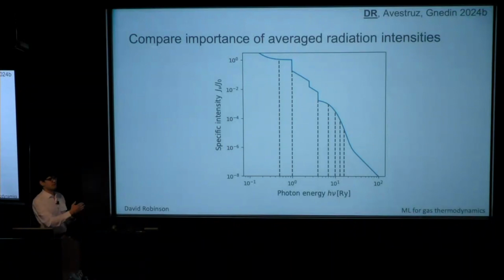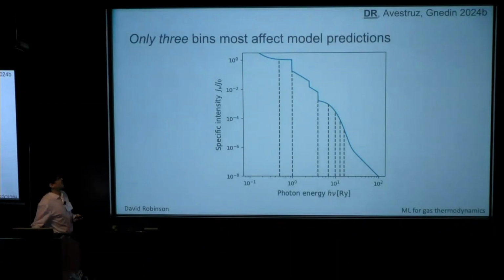We train models using all 6 of these bins, and then we ask which bins are most important to the model predictions. What we find is that 3 are particularly important. Those happen to be this lowest energy bin below the threshold for ionizing hydrogen. In the way we set this up, this is the only bin that includes the overall amplitude of the radiation field, so it definitely wasn't surprising that that's important.